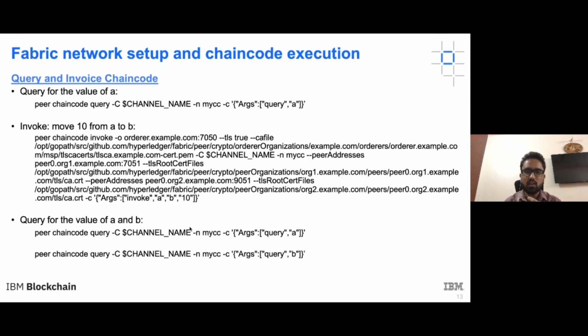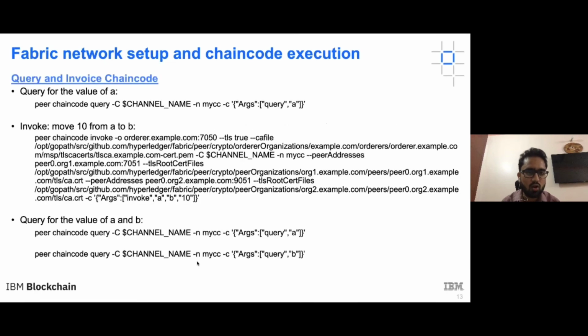Then we submitted a channel transaction to our network so that our network knows about this channel. After that, we submitted an anchor peer transaction so that the channel and the network know that this is the anchor peer of this organization and this is the anchor peer of that organization. After that, on the peers, we installed the chain code and instantiated it. Once that was done, we did invoke and query on that particular chain code.